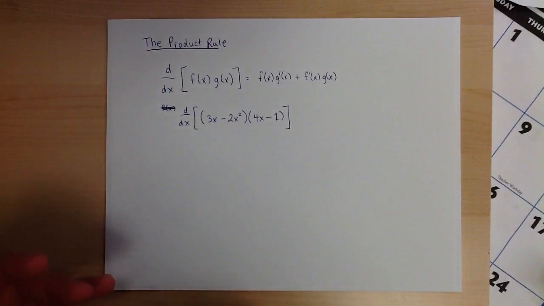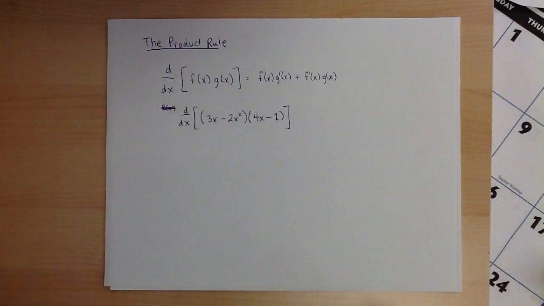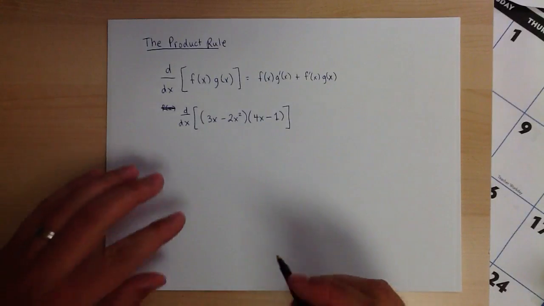Now, looking at this, could you FOIL, clean it up, and then use previous rules like sum and difference and power rule? Absolutely. And I actually would encourage that if you're not comfortable with the product rule, making sure you get it right. That's the important thing. But let's look at how the product rule works. Let's make it powerful here.